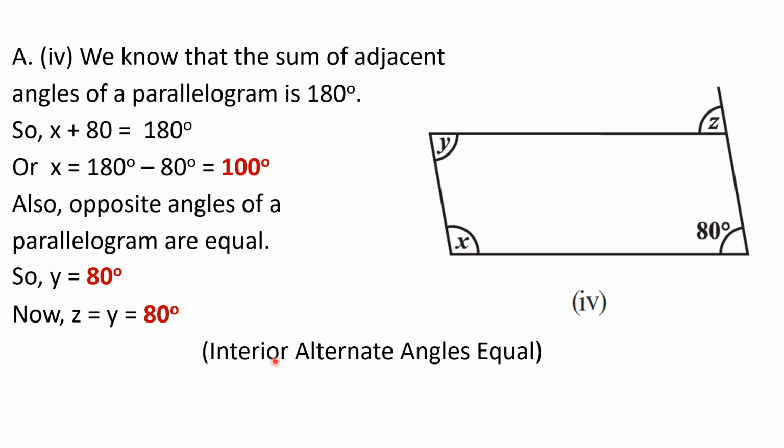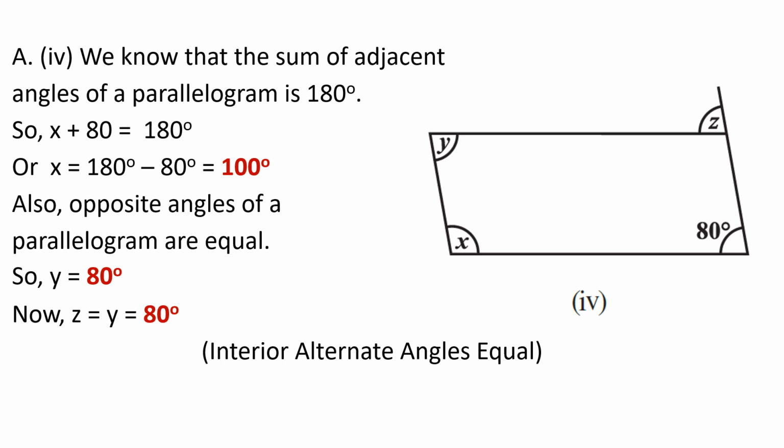Now z is equal to y. Why? Because this side and this side are the opposite sides of the parallelogram and they are parallel to each other. And this side is acting like a transversal. So this angle z and this angle y are equal to each other because they form a pair of interior alternate angles which are always equal. So z is equal to y and y is equal to 80 degrees. So z also is equal to 80 degrees. So this angle is 100, this is 80 and this is also 80.